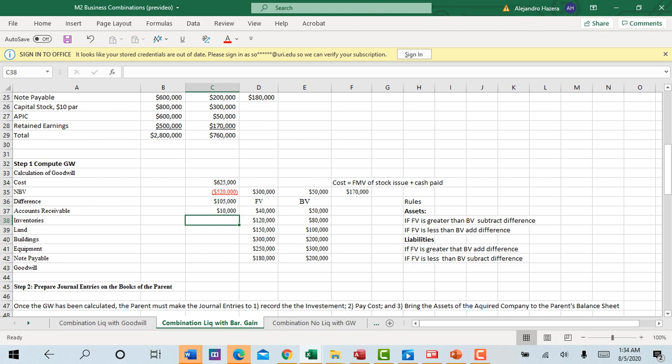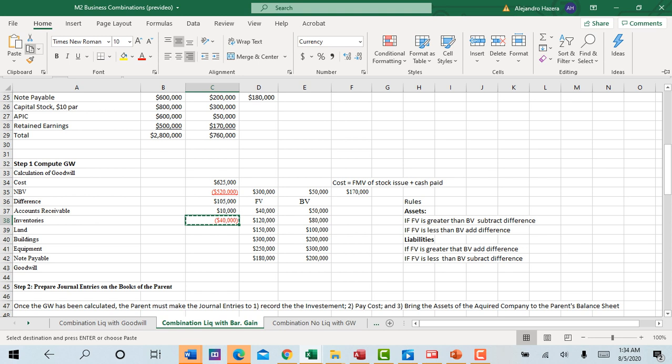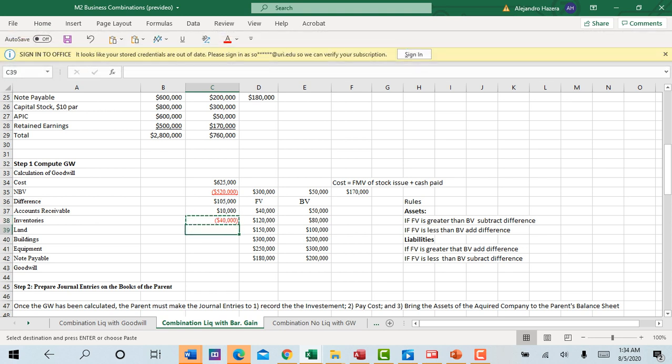We'll add back. And then I believe for these next three, they're all assets for which the fair value is greater, so we'll subtract out. So I'm just going to go ahead and copy these down. It'll be 120 minus 80 gives you negative 40. And to make it a little more efficient here, I'll go ahead and subtract those out.